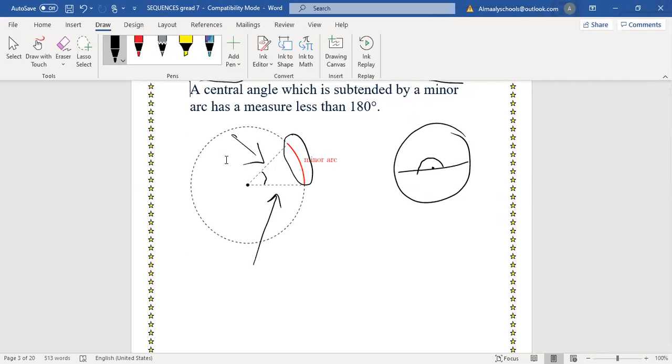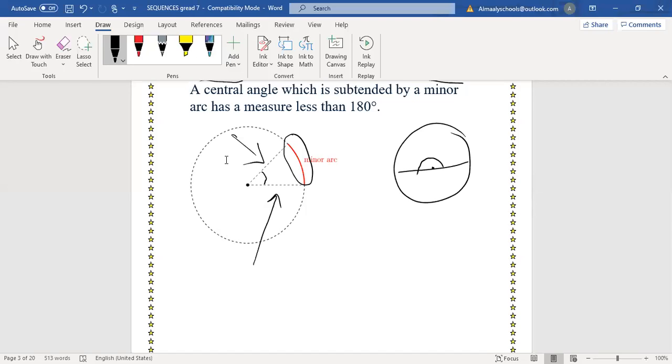Omar Ayman, you understood the difference between minor arc and the major arc? Yes. Okay, so can you explain the difference between the central angle, which is opposite to the minor arc? It's an acute angle. Acute angle means less than 180 and also less than 90 degrees, that's right? Yes. Here only in this case, it's an acute angle.